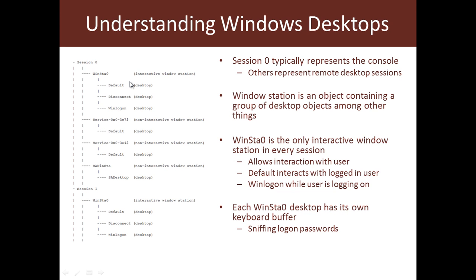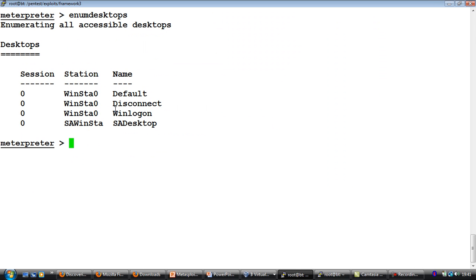Under WinSTA0, typically you have 3 different desktops. First, Default, which is basically where after you log in, you probably run your programs, run Notepad, Microsoft Word, etc. Disconnect, and finally WinLogon. WinLogon is the familiar one where you actually enter your logon password to connect into the system. So with this in mind, let's now go back.